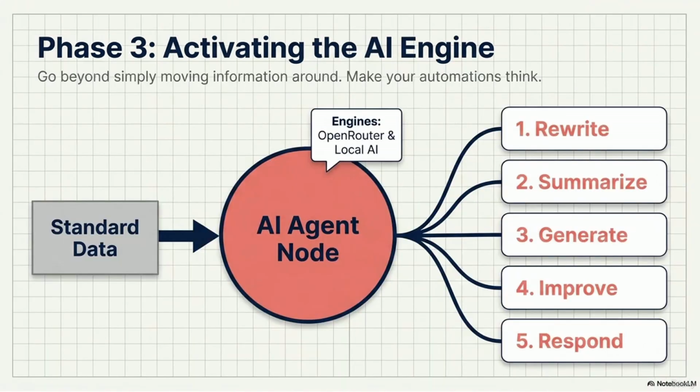Phase 3 is where we go beyond simply moving information. We make your automations think using AI agent nodes. You'll learn how to connect engines like Open Router or local AI to summarize, create, or improve content. This allows your workflows to respond to data in a way that feels human and context aware.